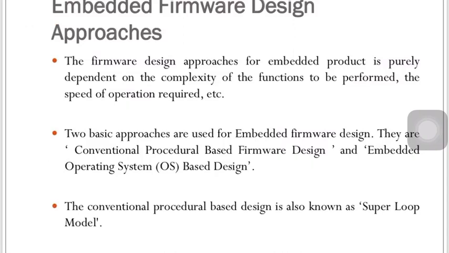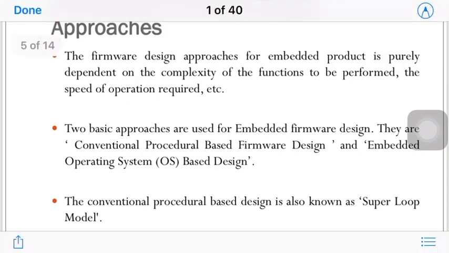The firmware design approach for the embedded product is purely dependent on the complexity of the function to be performed and the speed of operation required. So what code or firmware we are writing depends on the complexity of that particular function and the speed required. These are the two main parameters we need to consider when writing the firmware. Two basic approaches are there. The first one is a conventional procedural based firmware design, and the other one is embedded operating system based design.